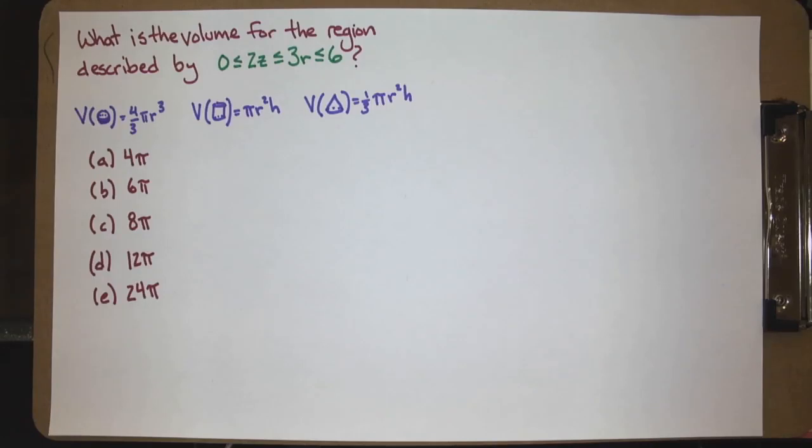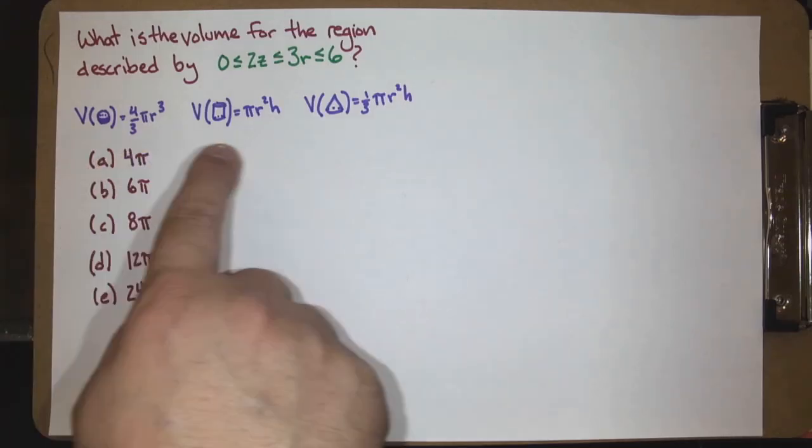Well, we should start with the problem. A multiple choice one this time. Oh, good. That increases our odds, right? Instead of infinitely many possible answers, there's one of 5 possible. What is the volume for the region described by 0 ≤ 2z ≤ 3r ≤ 6?